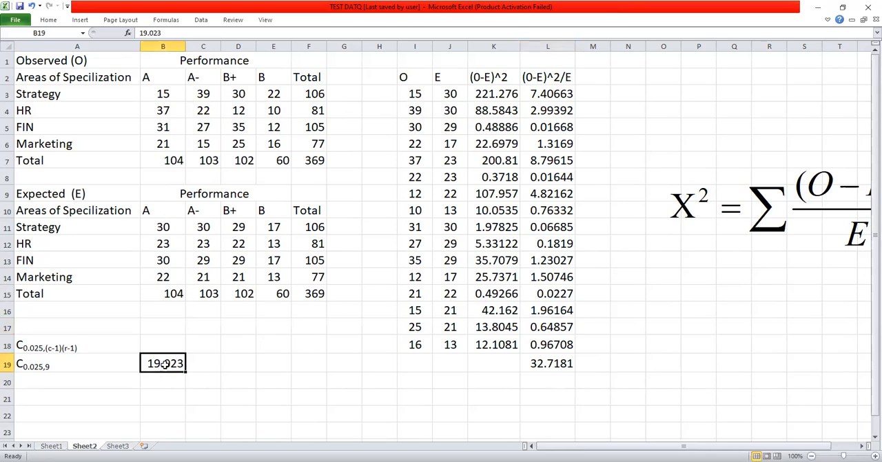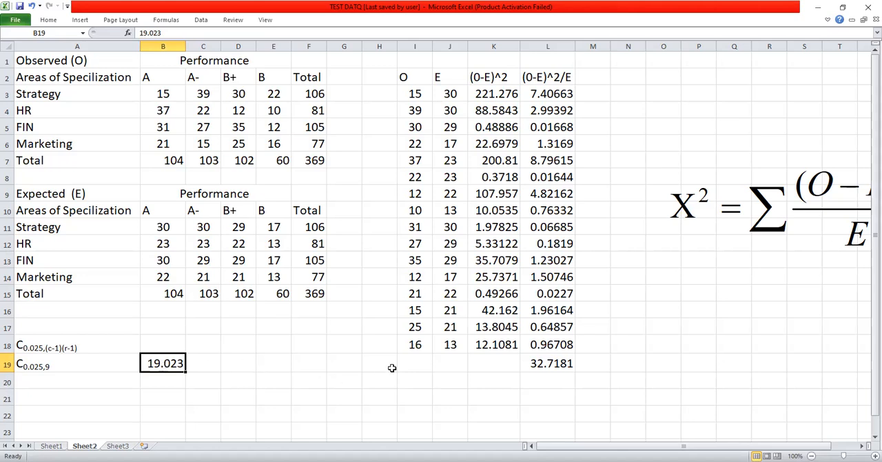Can I take you slightly back? How did you get the 9 degrees of freedom? We multiply C minus 1, which is 3, and R minus 1, which is 3. 4 minus 1. Okay, got it. That's the table value. Then we go to step 5.